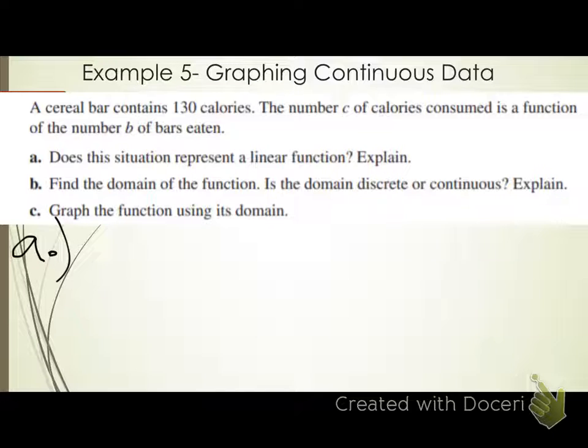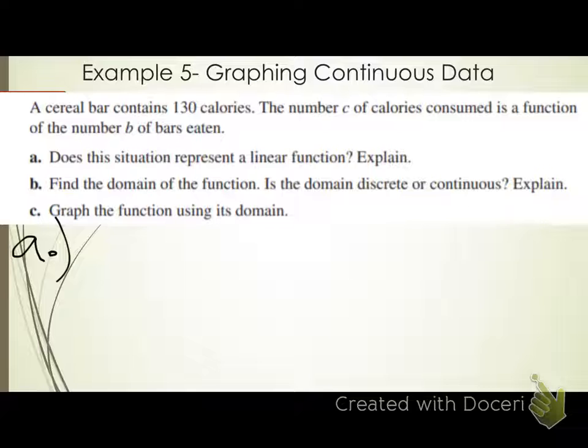Yeah, they are. So, is it linear or nonlinear? Linear. You're saying if I eat 1.5 cereal bars, that it would not be a constant rate. It would still be a constant rate. Because if I eat half a cereal bar, I'd be consuming 65 calories, right? That's still a constant rate, because instead of going up 1 and over 130, I'm going up half and over 65. It's still on that line that makes the line.